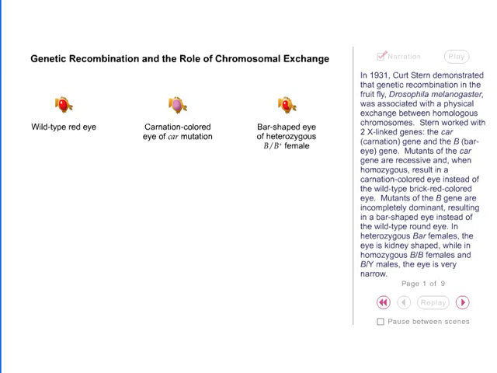Mutants of the car gene are recessive, and when homozygous, result in a carnation-colored eye instead of the wild-type brick-red-colored eye. Mutants of the Bar gene are incompletely dominant, resulting in a bar-shaped eye instead of the wild-type round eye. In heterozygous Bar females, the eye is kidney-shaped, while in homozygous Bar females and Bar Y males, the eye is very narrow.